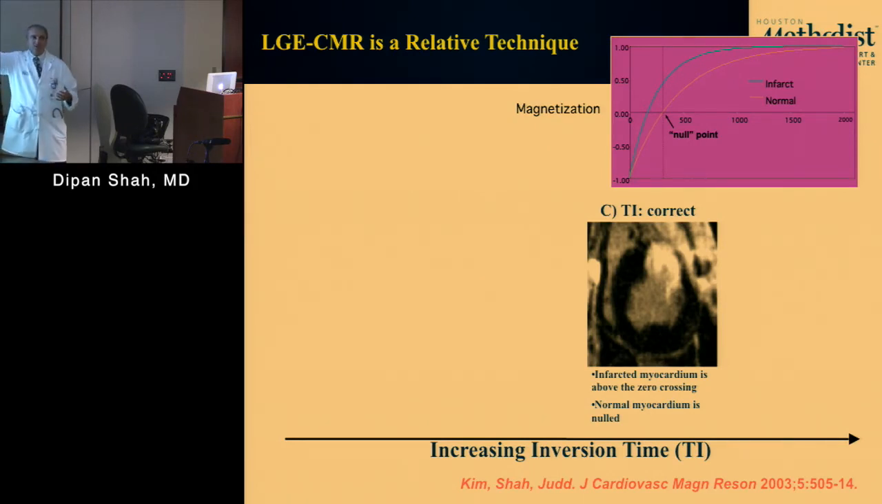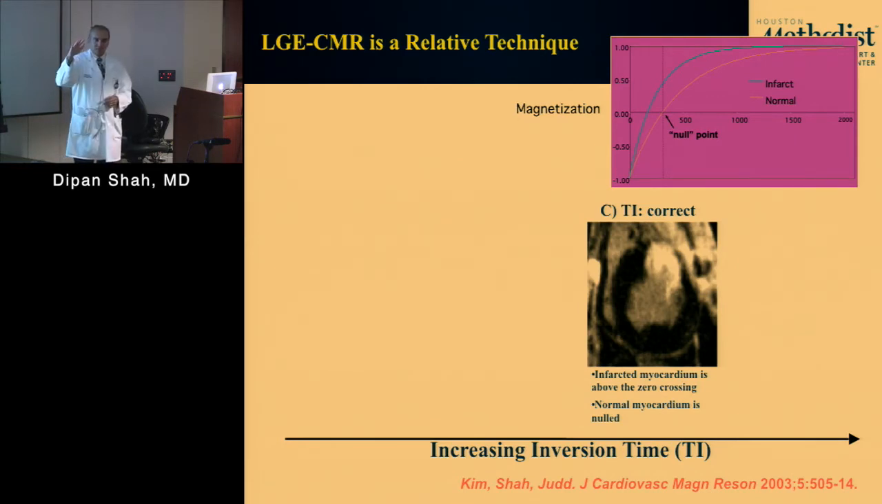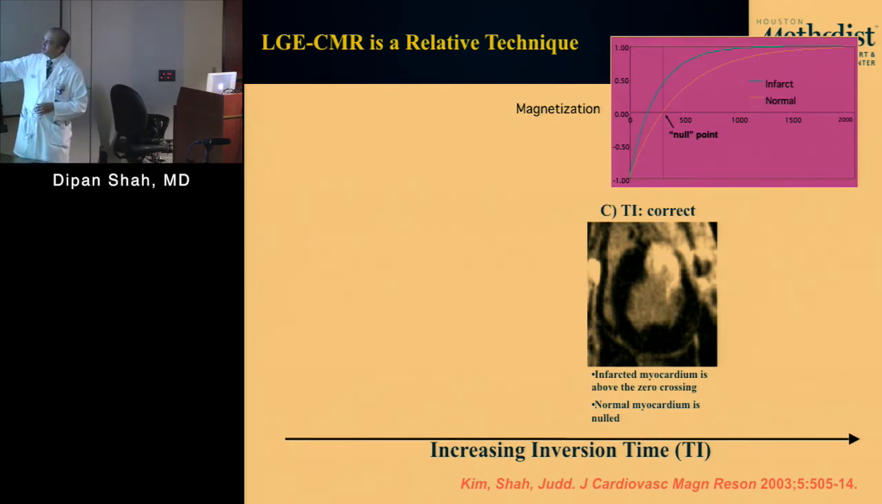Okay, so the way this technique works is you apply an inversion pulse, and then you allow protons to recover. If there's more gadolinium, you get more rapid recovery. And so the idea is you want to apply the inversion pulse and then do your imaging at the point at which normal myocardium has gotten to 0. And then areas where there's fibrosis, where there's increased gadolinium, will show high signal.